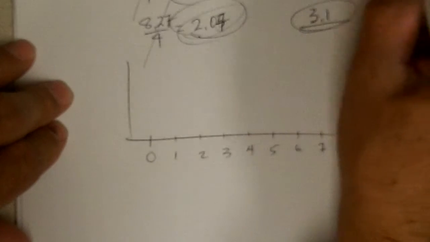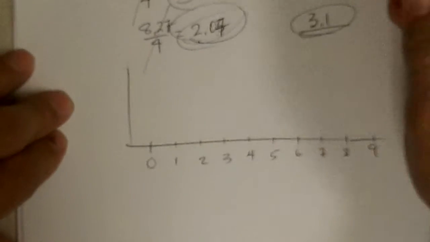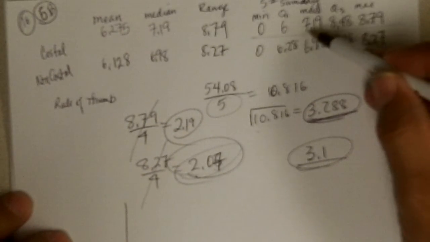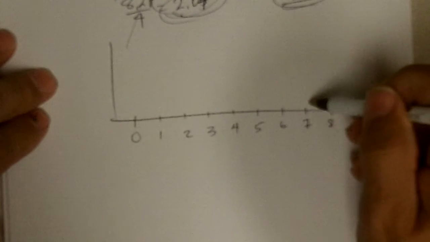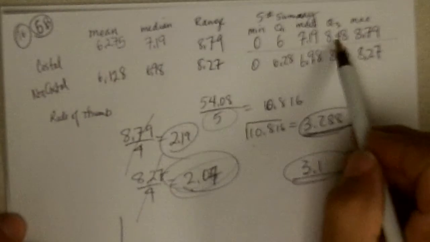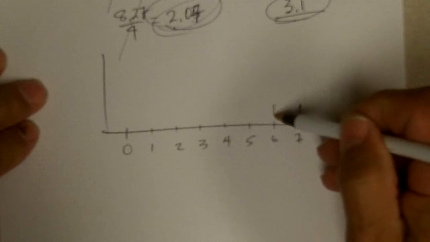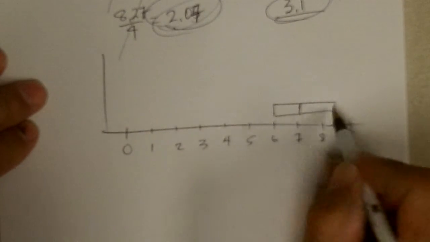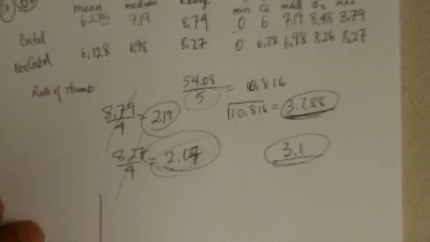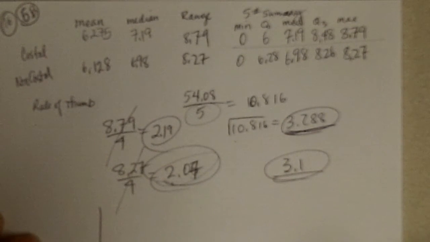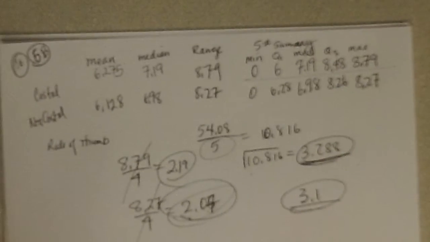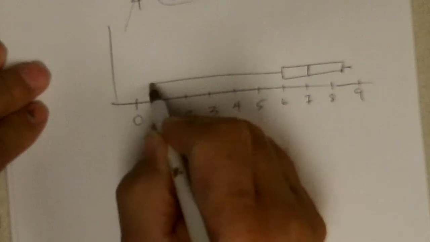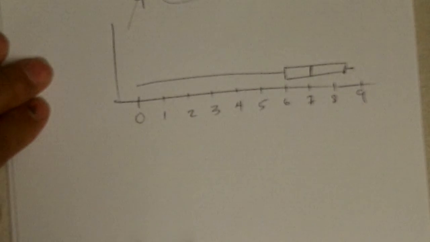And then for the coastal, the middle is at 7.19, and then we're going to have 6 and 8.48. That's our interquartile. Our max is 8.79, and our min is 0. That would be the one.